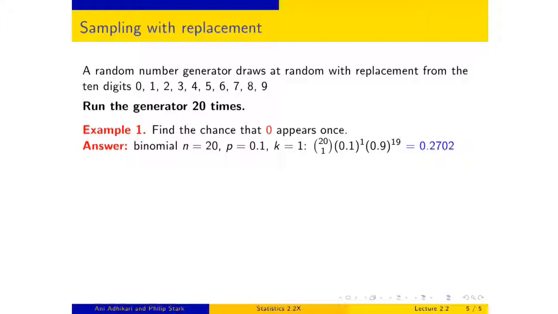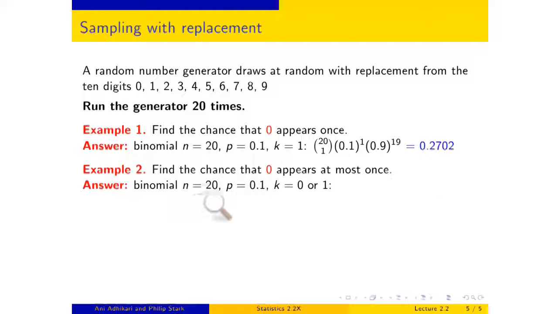A little variation on this. Find the chance that 0 appears at most once. Well, of course, we're still in the same binomial setting. N is 20, P is still 0.1. We're still looking at zeros. But now K is not just 1. It's 0 or 1. At most 1 means it can be 1, it can be less, but it can't be more. The only way the number of successes can be fewer than 1 is if it's 0.